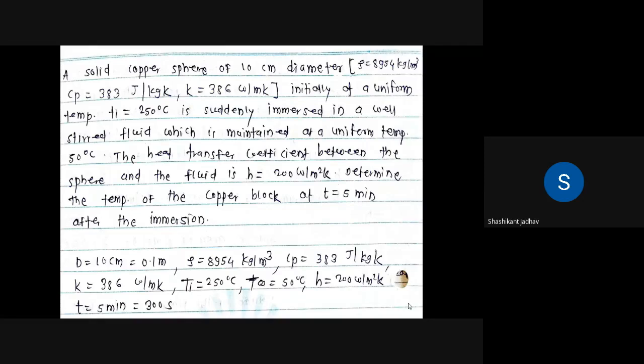Okay. So all of you, first of all, we have to read the problem carefully and understand which parameters are given. So a solid copper sphere. First of all, we have to understand the shape is a sphere of 10 centimeter diameter. So diameter is given. So write down given things. Diameter is equal to 10 centimeter. So we have to convert that 10 centimeter into 0.1 meter. Okay. So the diameter of the sphere is given. So D is equal to 0.1 meter.